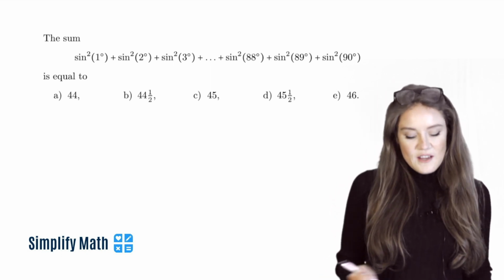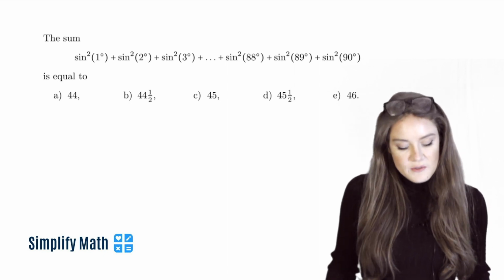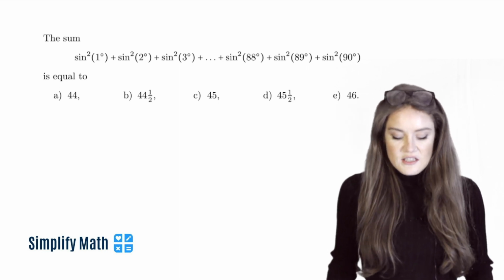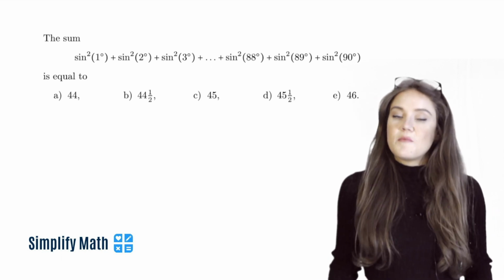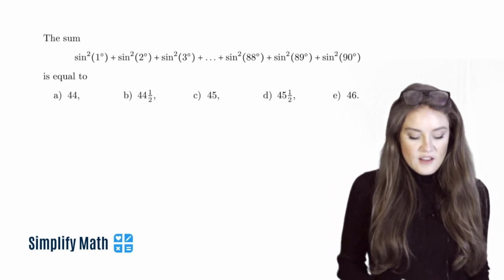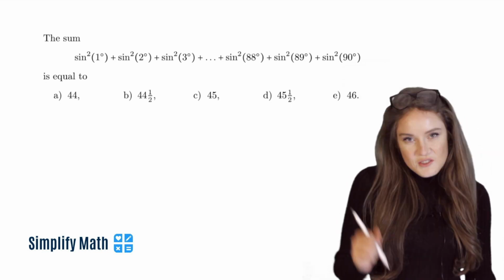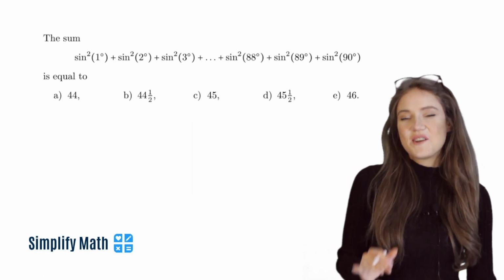The question that we have to answer here is: what is the sum of sine square of 1 degree plus sine square of 2 degrees, and so on, till sine square of 90 degrees? As this exercise is taken from the multiple choice part of this test, we have 5 answer options: A, B, C, D and E. The nice thing about this exercise is that it might seem a bit complicated.